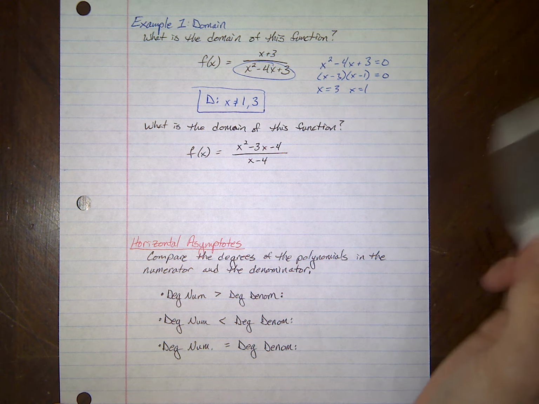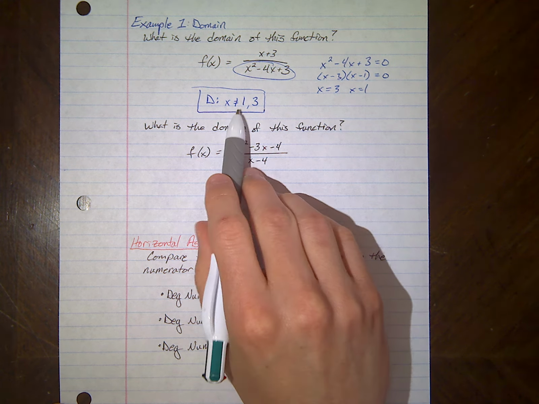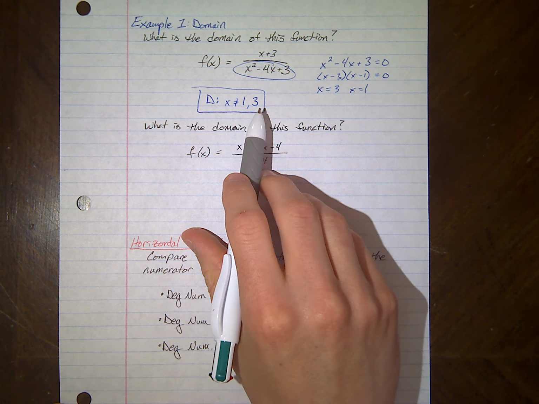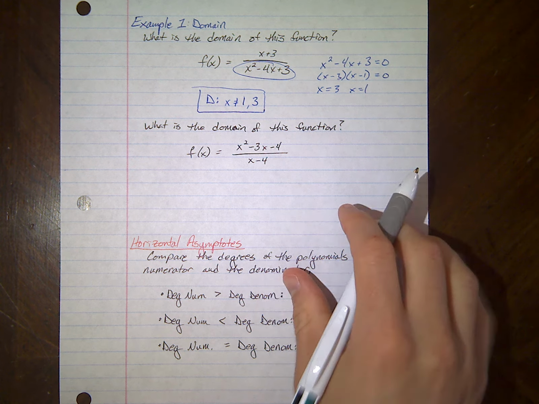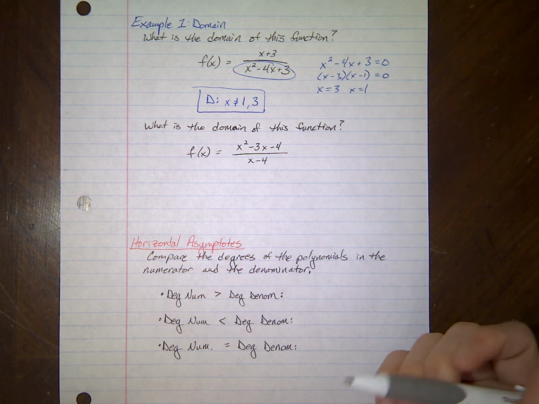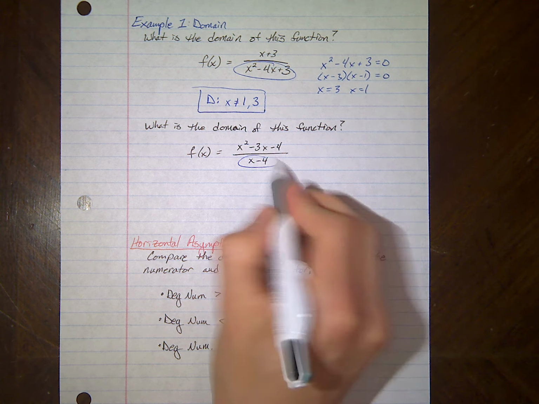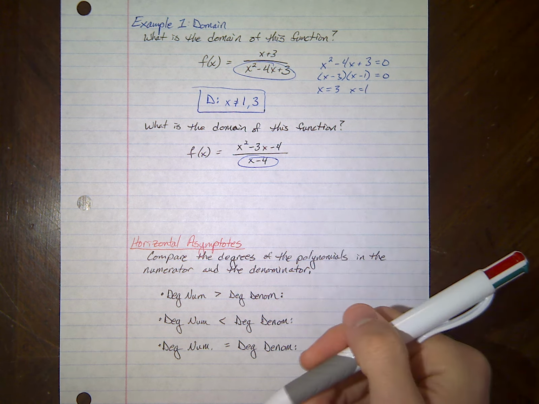That means, looking ahead, there is going to be either a hole or an asymptote at 1 and 3. Okay, and I'll get to that later. Again, what is the domain of this function? You focus on the denominator: domain, denominator.